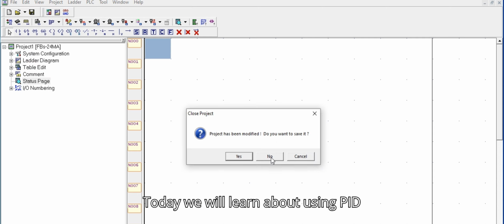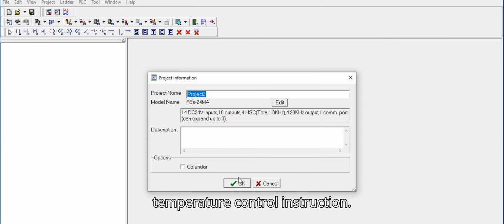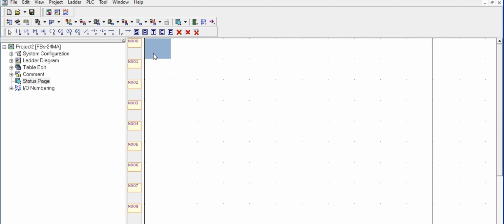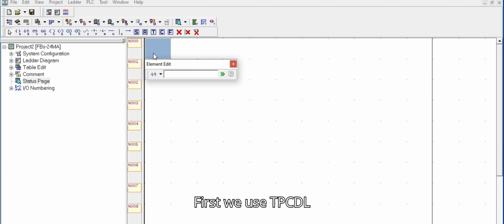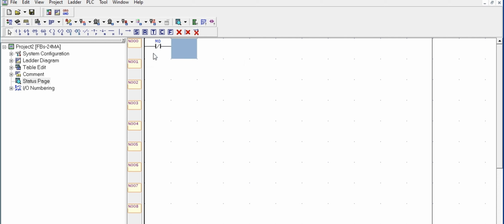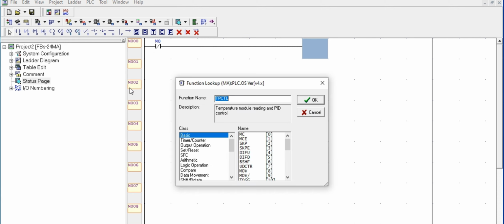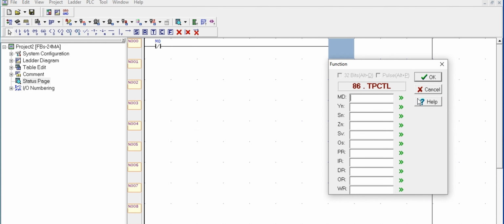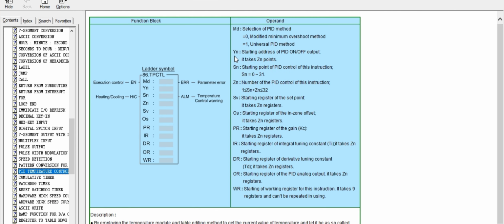Today we'll learn about using PID temperature control instruction. First we use TPCTL or PID temperature control instruction. First we used MD op 0 in MD option. MD stands for modify minimum overshoot method.